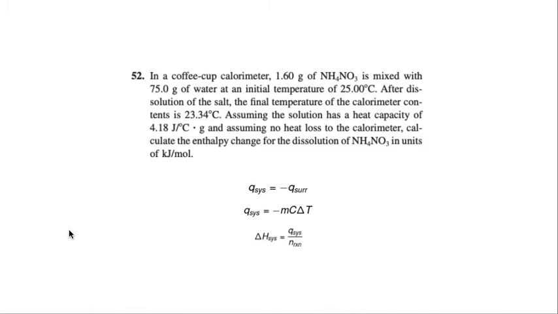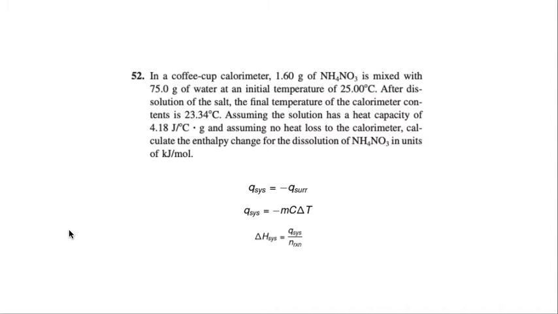Next problem, in a coffee cup calorimeter, 1.60 grams of ammonium nitrate is mixed with 75 grams of water at an initial temperature of 25 degrees Celsius. After dissolution of the salt, the final temperature of the calorimeter contents is 23.34 degrees Celsius. Assuming the solution has a heat capacity of 4.18 joules per gram degree Celsius, and assuming no heat loss to the calorimeter, calculate the enthalpy change for the dissolution of ammonium nitrate in units of kilojoules per mole.